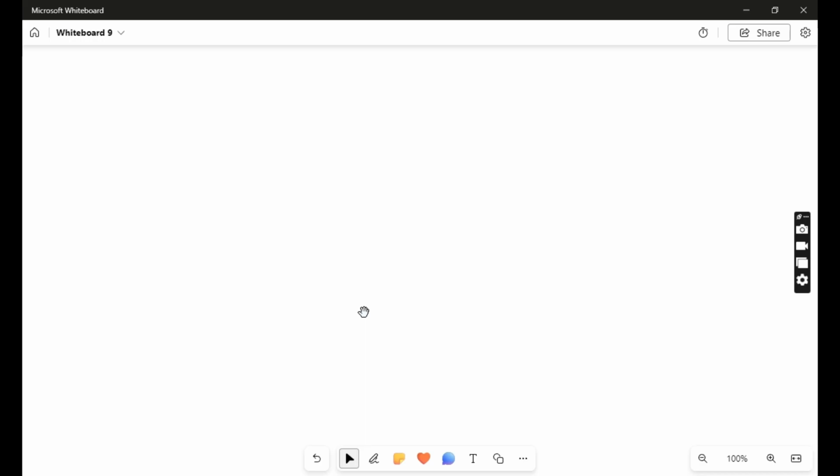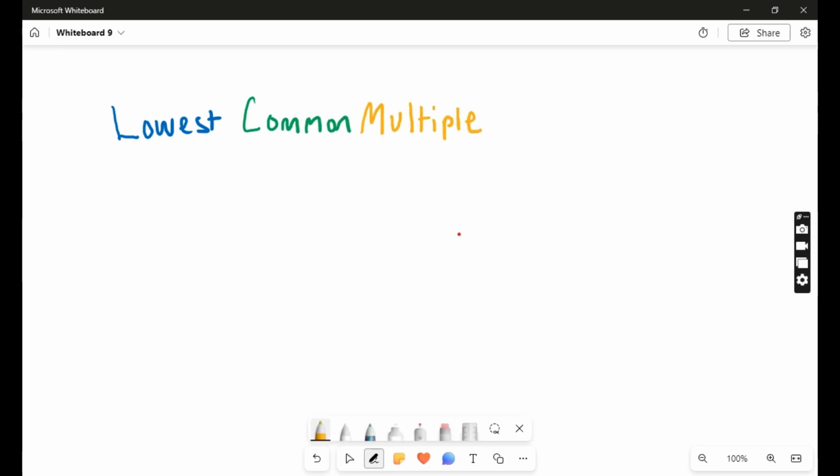Okay guys, welcome back. So today we're going to be looking at finding the lowest common multiple. If we're looking to find the lowest common multiple of 3 and 7, what I'm going to do is look through all the multiples of 3 and 7. I'm going to see what the lowest number is that is a multiple of both.